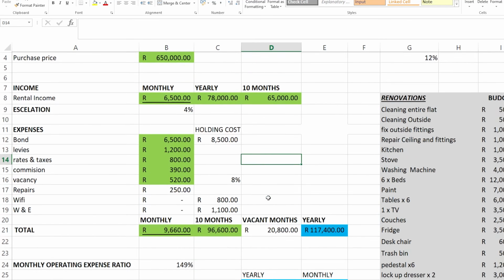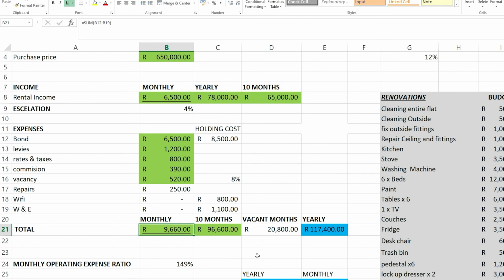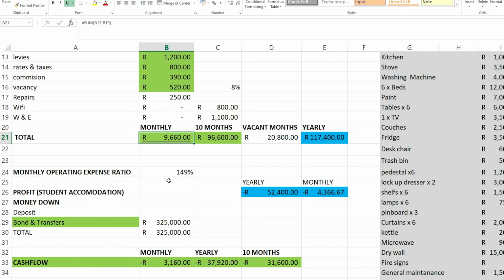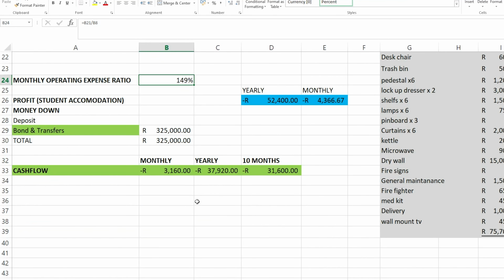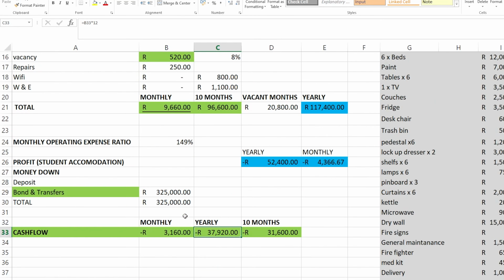This will mean that this property will cost us around 9,660 Rand a month. It gives us a total operating expense ratio of 150%, and it shows that this property will cost us around 3,160 Rand each and every month, or a total of 37,920 Rand every year. Just by looking at these simple numbers, I can immediately identify that this is not going to be a good rental investment.